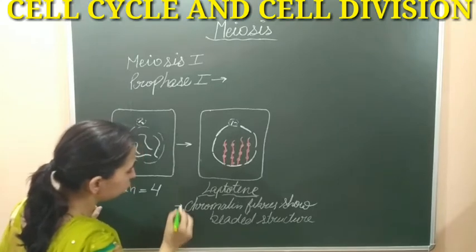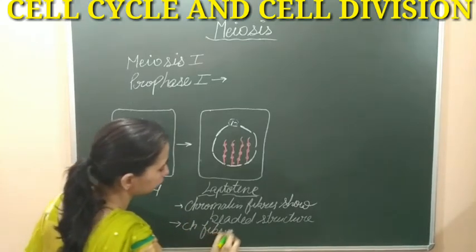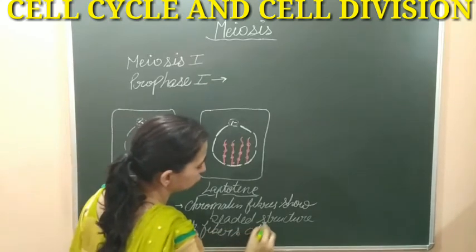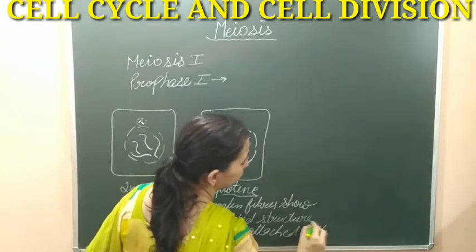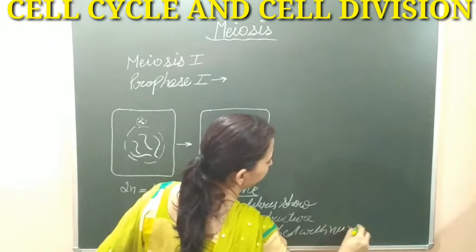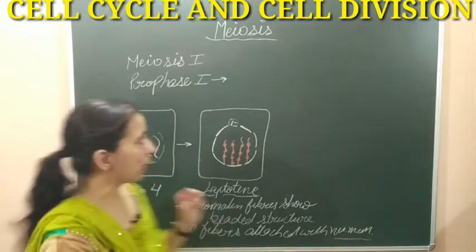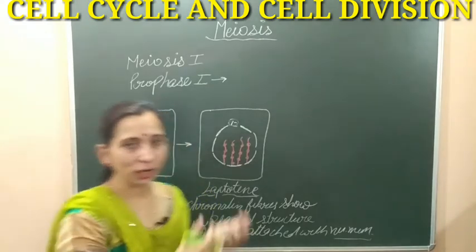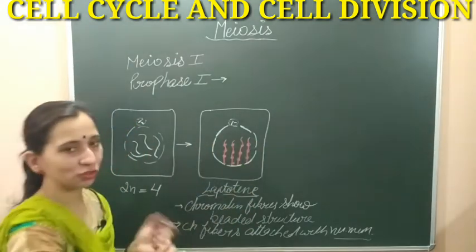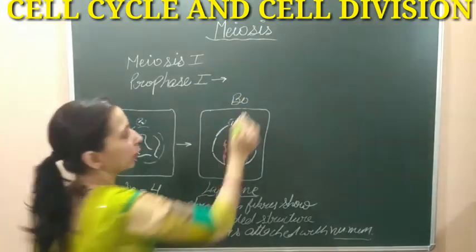This is the characteristic feature, that these chromatin fibers remain attached with the nuclear membrane. Nuclear membrane के साथ attached रहेंगे. And due to the attachment of this nuclear membrane, we can see a bouquet-like structure. हमें यहाँ पे जो structure दिखाई दे रही है, that structure just looks like a bouquet. So we can call it the bouquet stage.